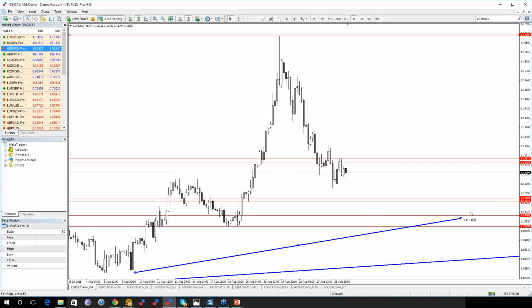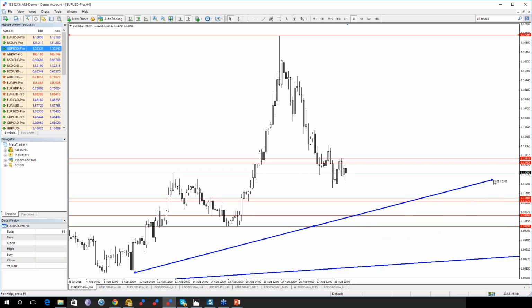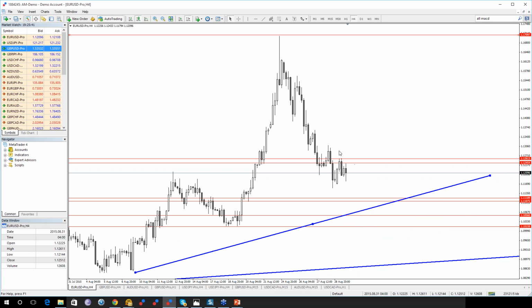So again, we could redraw our trend line like this, right? So it still will be an ascending trend line. And also you can see that this trend line here is an expanding trend line, right? So we have an expanding trend line here. So you see there is scope for bullish price action.